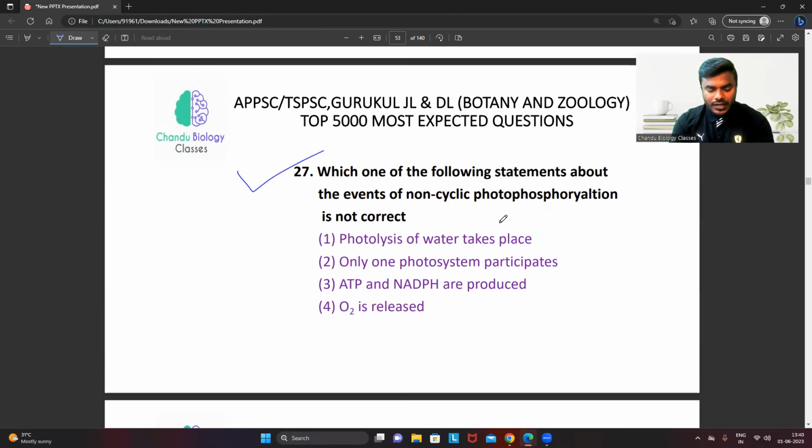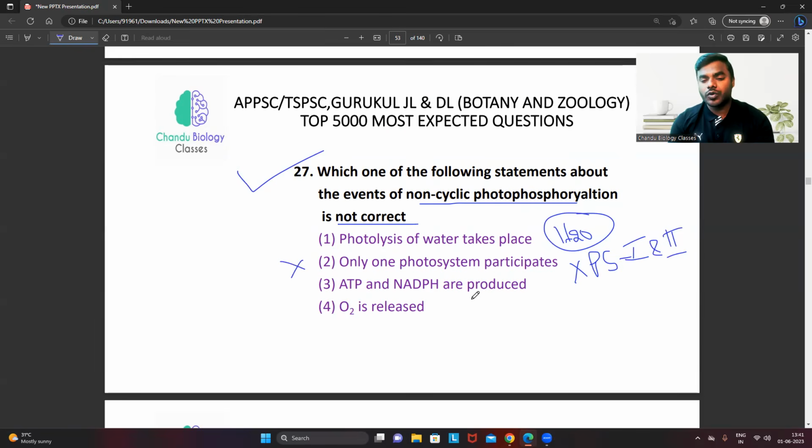Next, question number 27. Which one of the following statements about the events of non-cyclic photophosphorylation is not correct? They're asking for the not correct one. We already studied in the morning class. Photolysis of water takes place. Of course, true, right? Water breakdown definitely occurs in the non-cyclic. Only one photosystem participates. That is the wrong statement. You all know that in the case of non-cyclic, photosystem 1 and 2 both are involved. So option B is the wrong option.